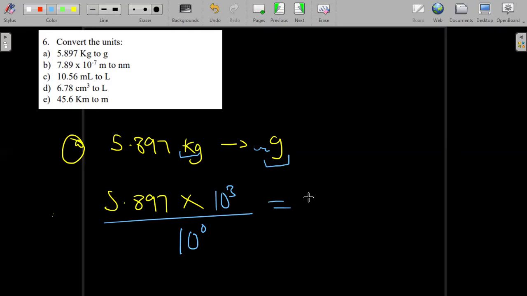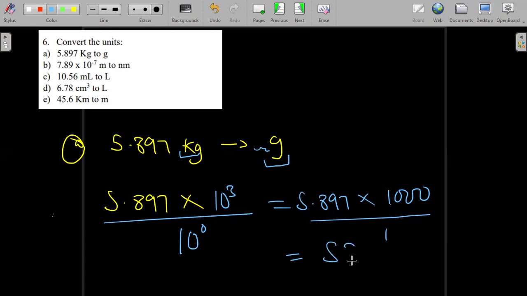So it means its value is just 10 to the power 0 like that. So this will just be 5.897 times it. And then this 10 to the power 3 is the same as 1000. This 10 to the power 0 is the same as 1. So just multiply this by 1000 on your calculator. We should get 5897 grams. So this here will be your answer. All right, so any questions there?